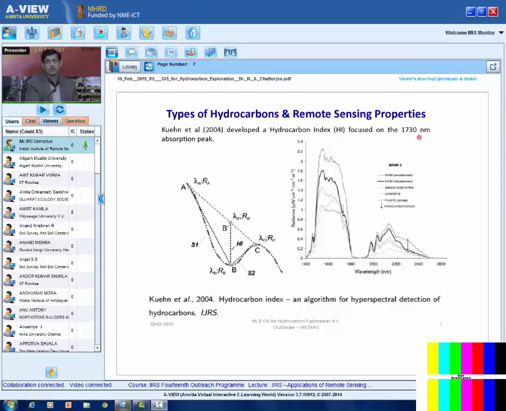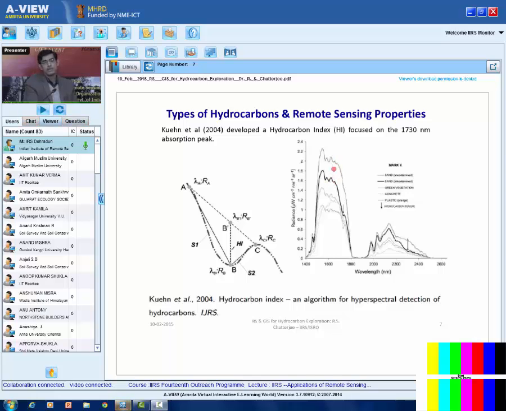The HI, or hydrocarbon index, is basically focused on 1.73 micrometer, the absorption peak in the visible and infrared region that I told you about. If you see here, there are spectral plots of uncontaminated sand, contaminated sand, green vegetation, and some other things like plastic. So there are four spectral plots. These two are very, very important: one is uncontaminated sand and the other is contaminated sand.